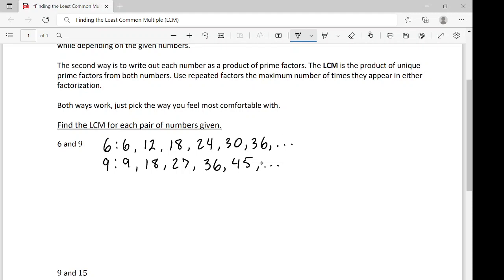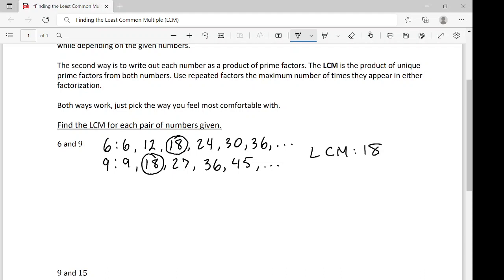I don't need to go any further for either of them because I see that 18 is the smallest number where they are the same. So I can say that the least common multiple is 18. Now again, depending on some numbers, it could go on for a while, or they might be something simple where they occur fairly early on.